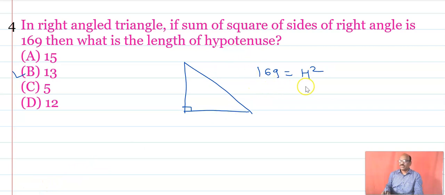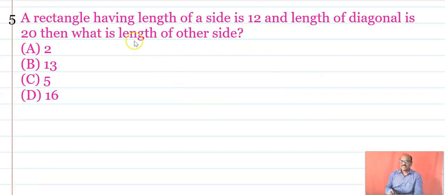म्हणून जर आपण याचं स्क्वेअर रूट जर घेतलं, then here you will get h is equals to 13. Okay. दोघांच्या squares of the sides is 169, therefore that is nothing but the hypotenuse square, and hence the hypotenuse is 13. The option correct is option B. Now the next question. Next question देखील easy आहे.